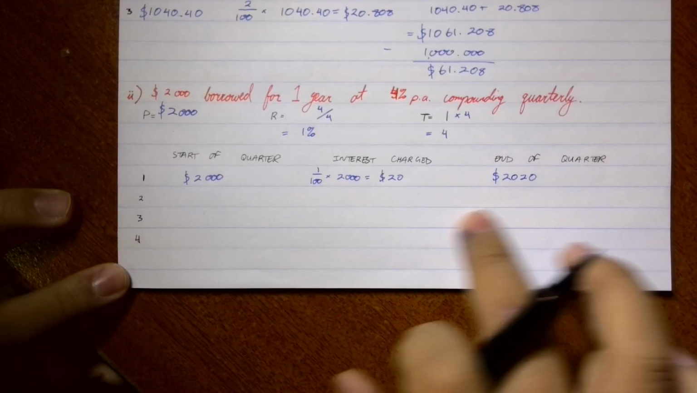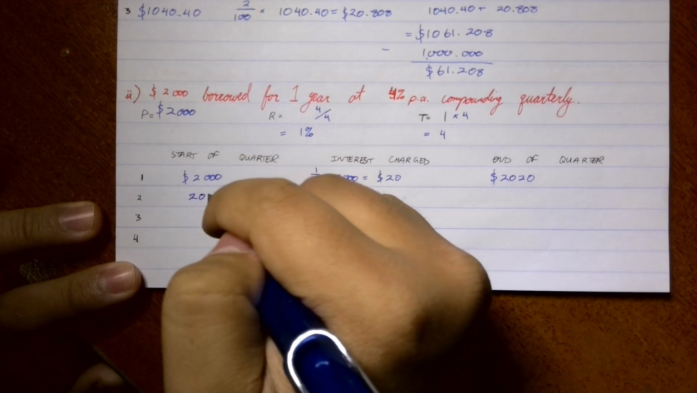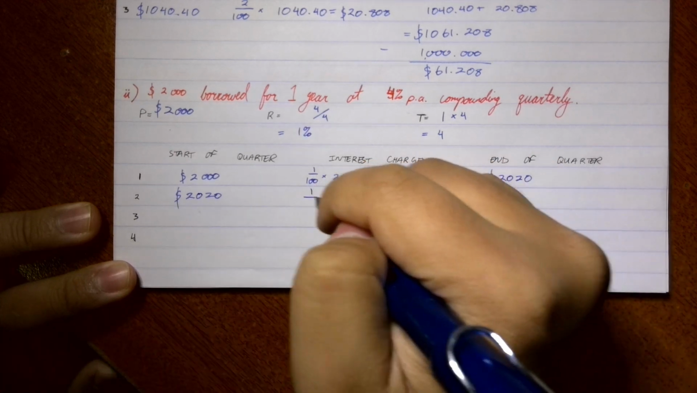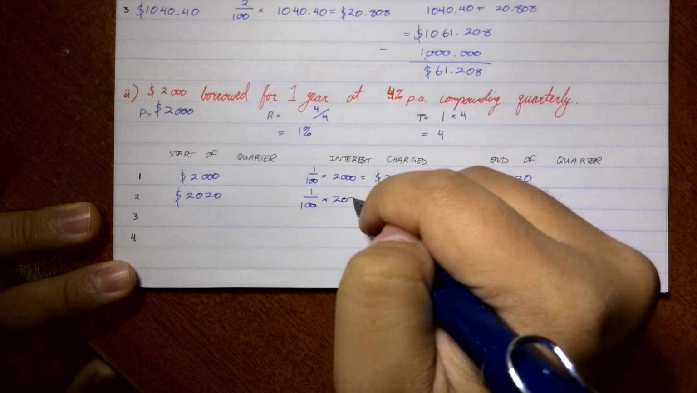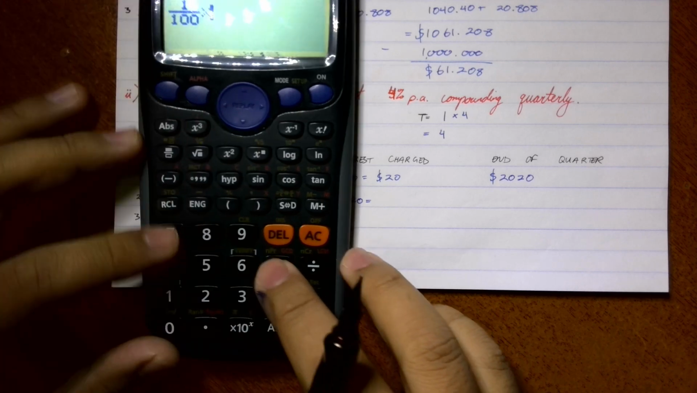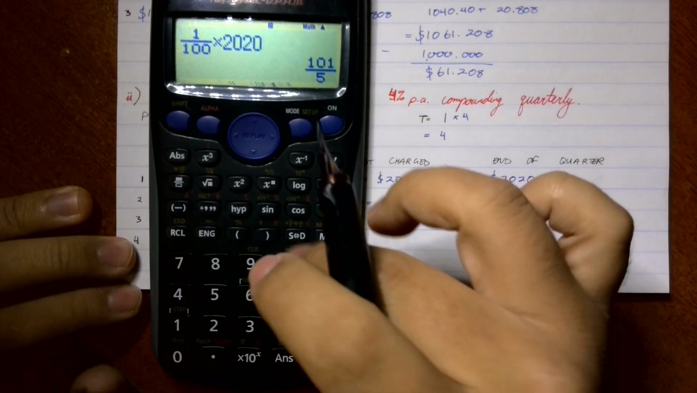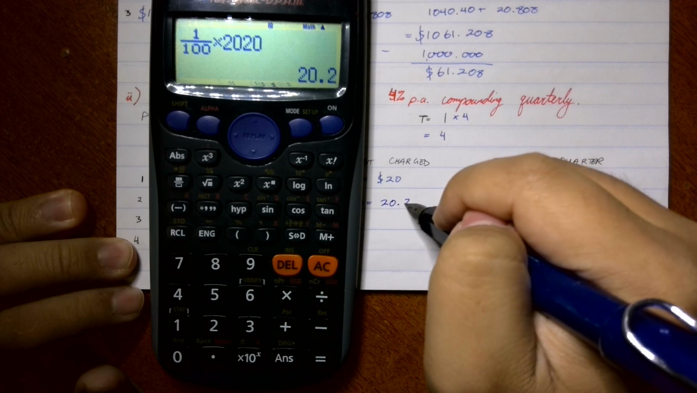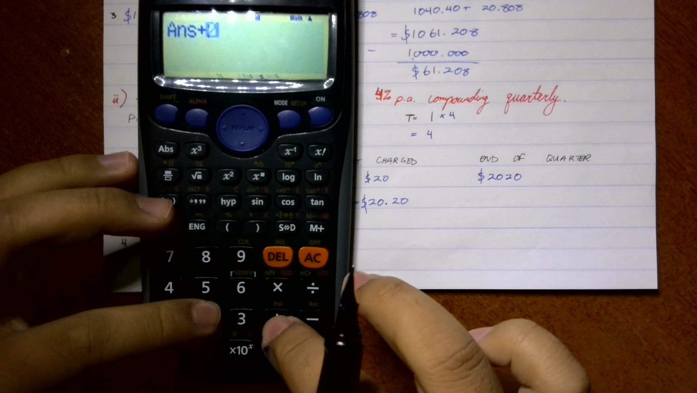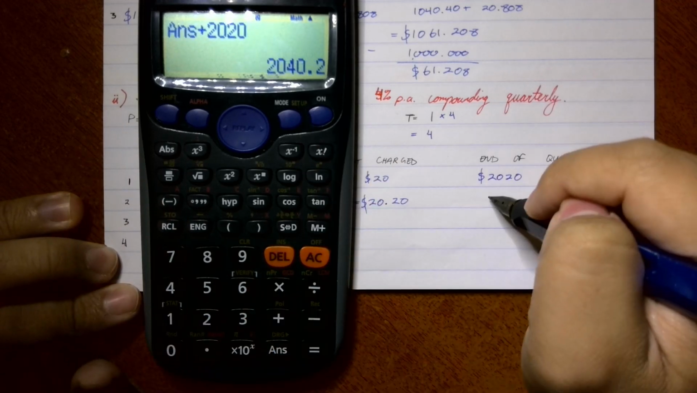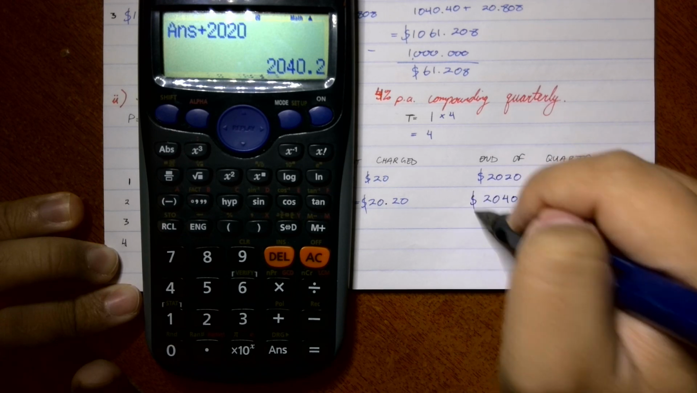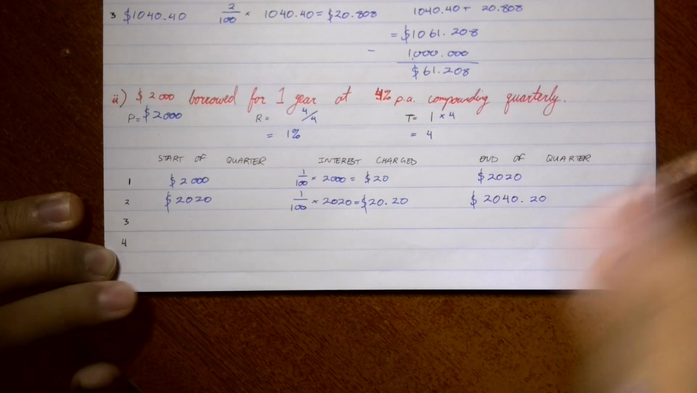Now at the beginning of the next quarter, we have $2,020. And we need to find 1% of this amount. So 1 over 100 times 2020. That's $20.20. Well, in total, we can add this to our 2020. At the end of the second quarter, we have $2,040.20. Let's do this one last time.